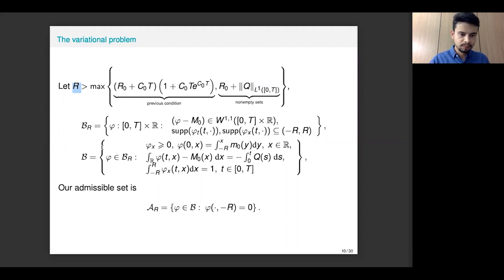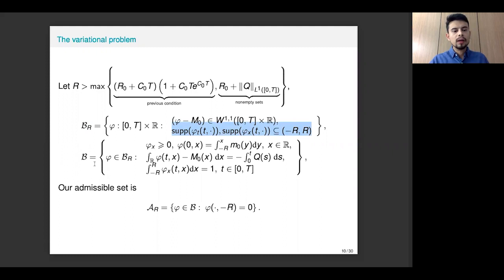I'm going to introduce now the admissible set, taking two sets in between. This is somewhat technical, but the takeaway is that you are going to introduce what you know or what you expect of this potential. Remember, it's a cumulative function, so you know it's non-negative and compactly supported. So we start with this set, where we encode the initial condition and the compact support.